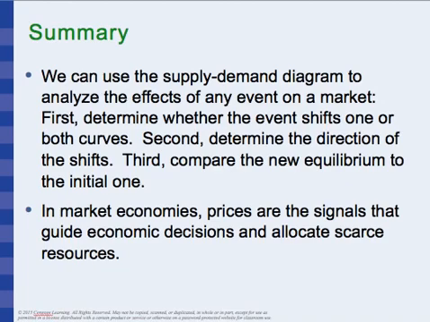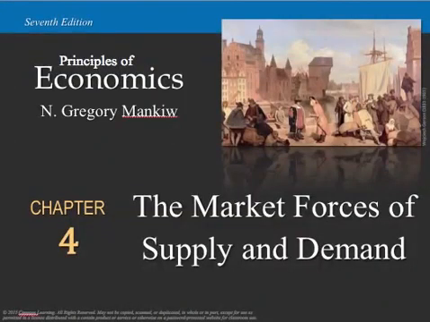We can use the supply and demand diagram to analyze the effects of any event on a market. First, determine whether the event shifts one or both of the curves. Second, determine the direction of the shifts. And third, compare the new equilibrium to the initial one so you can make some insights as to what happened to price and quantity. In market economies, prices are the signals that guide economic decisions and allocate scarce resources. So prices are huge, obviously, for both suppliers and demanders.